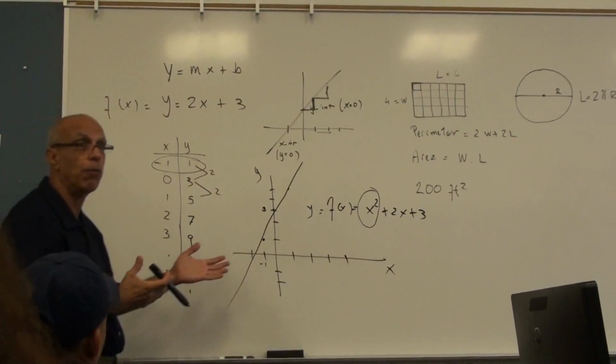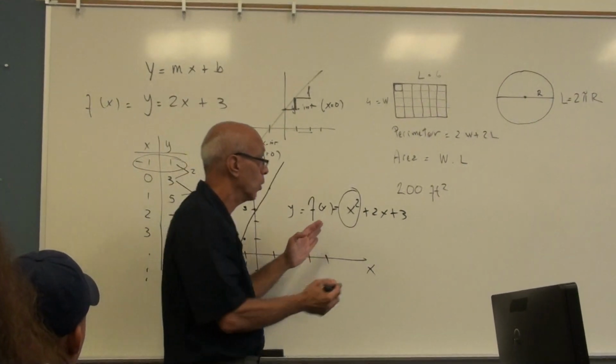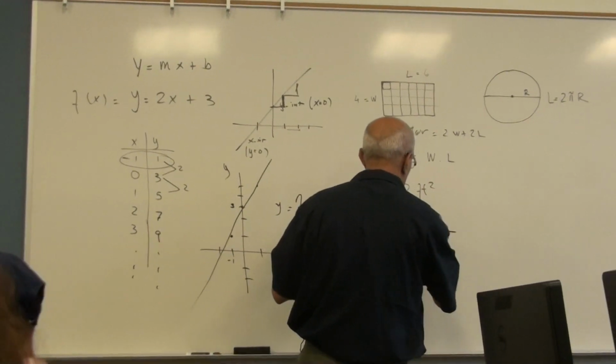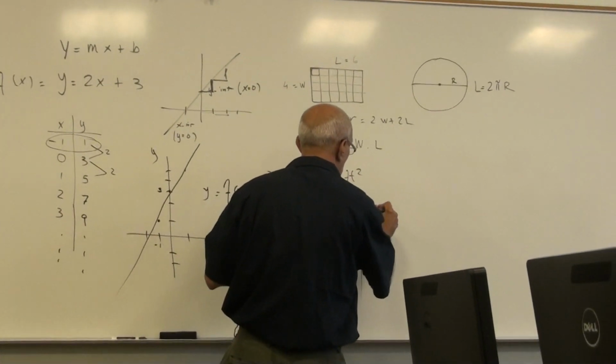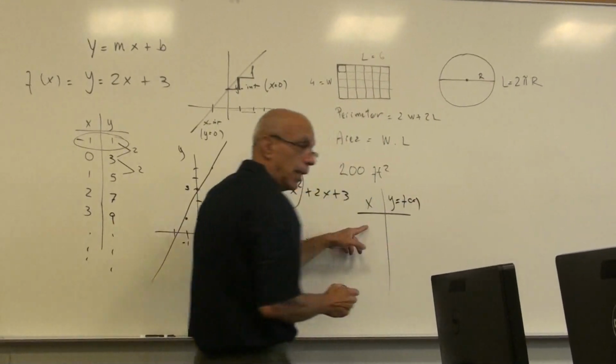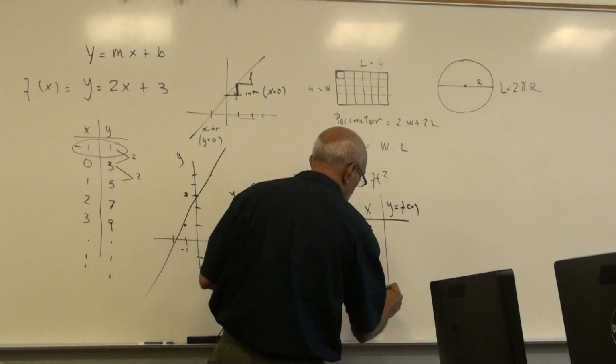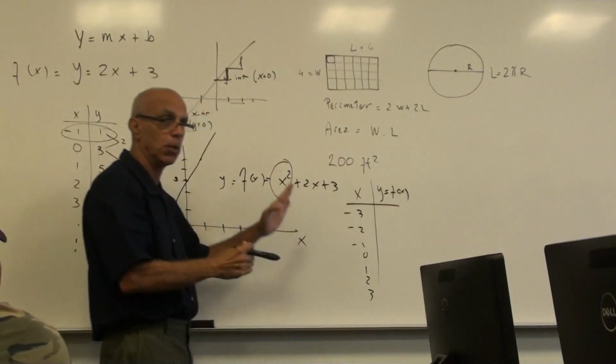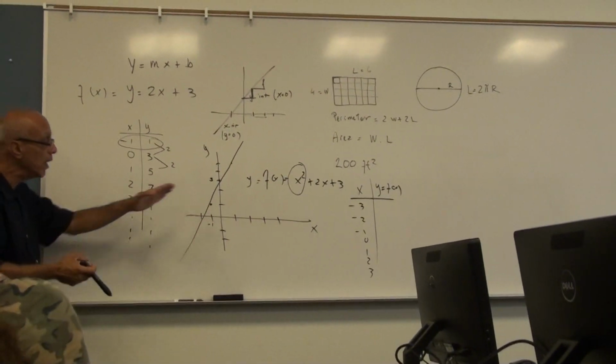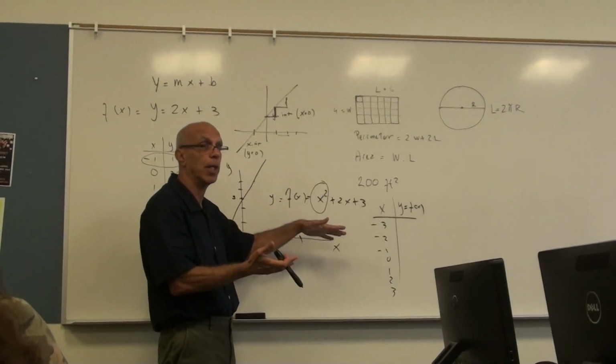So you need to be very careful when you're going to graph that. You're going to make a big table: x, y, or f of x. And you're going to be very careful. You're going to put -3, -2, -1, 0, 1, 2, and 3, to make sure you can really describe how this thing behaves.